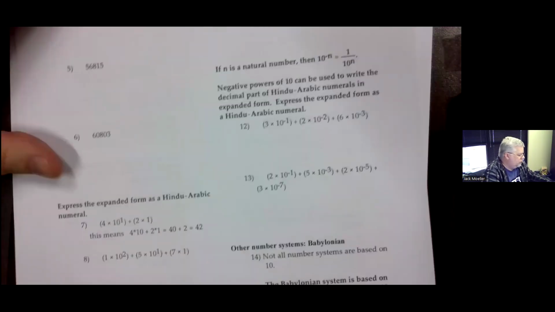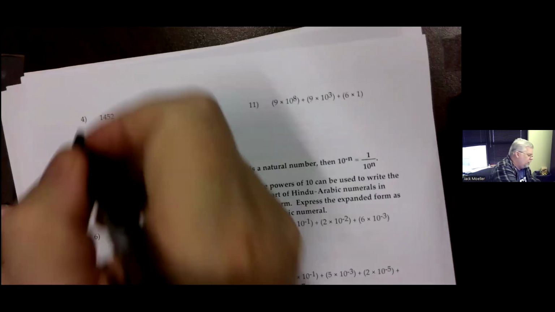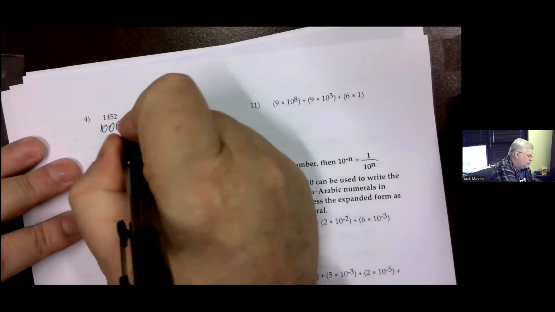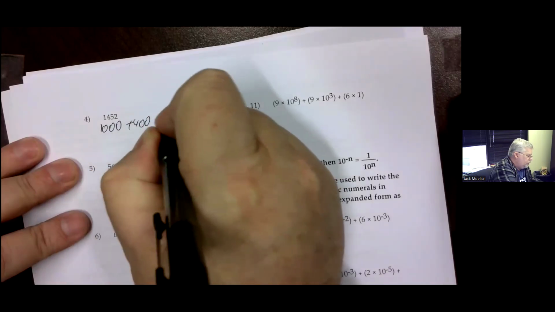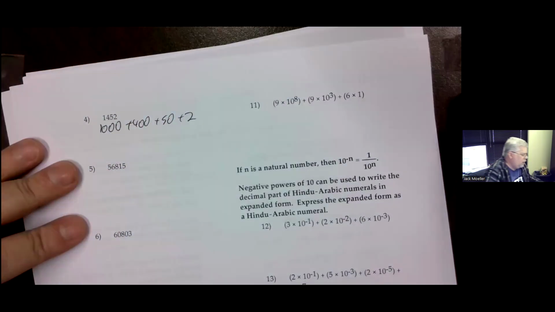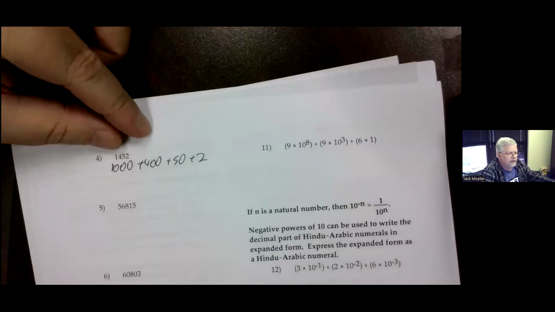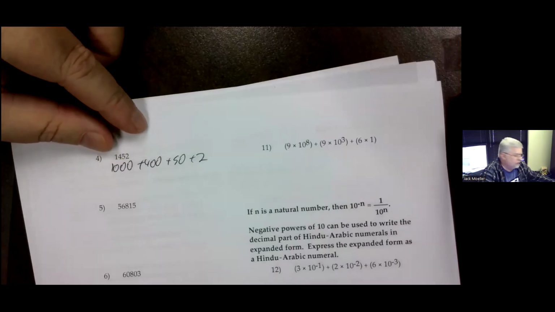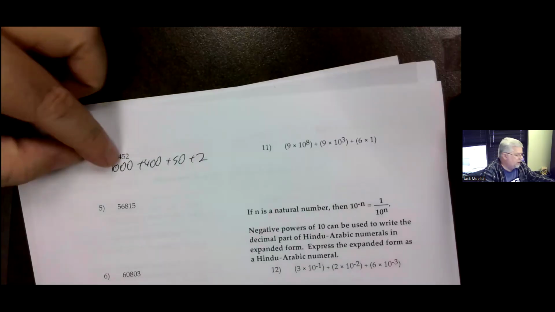Let's do a couple more of these. All right. So 1452. So that's 1,000 plus 400 plus 50 plus 2. And you don't necessarily have to write this intermediate step. I think for the notes, it's helpful if I have this and go back and look at it. And so now we have to write this in. So we expanded it on place value. Now we need to write it in exponential form.